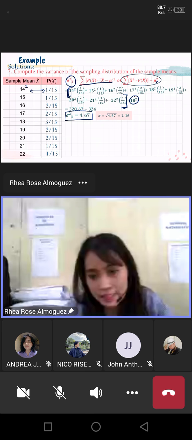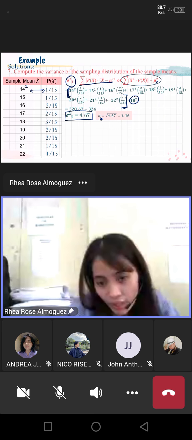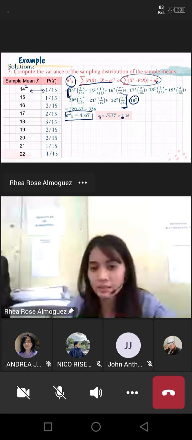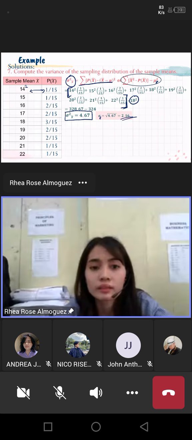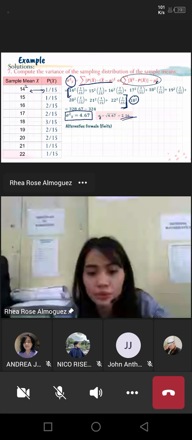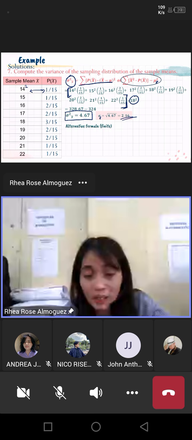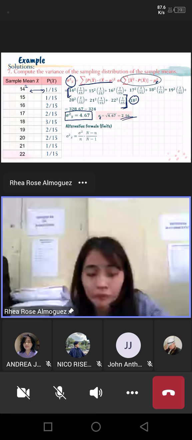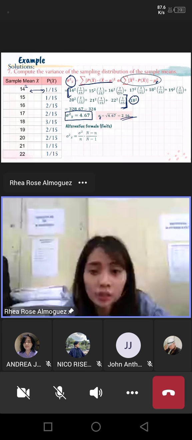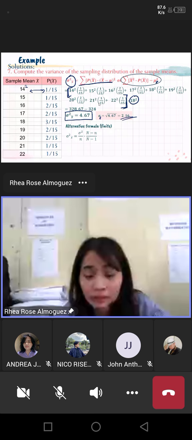So take note of this symbol. It should have x bar, a sub x bar. Right? Ayan. Okay. So for the alternative formula, we have this. Pwede nyong gamitin, choice nyo po, sa pagkuha po ng variance.